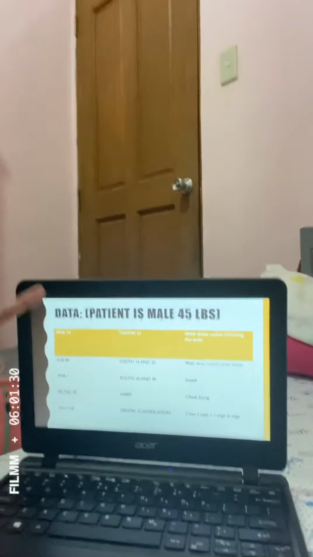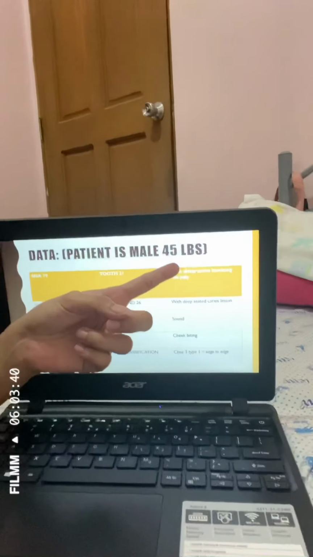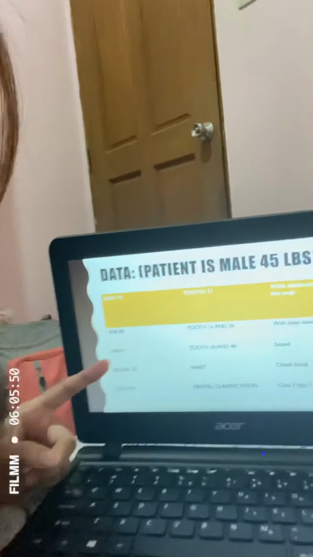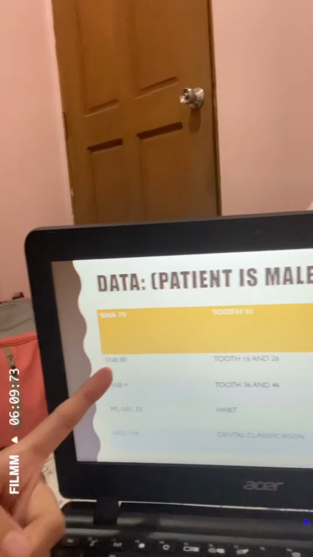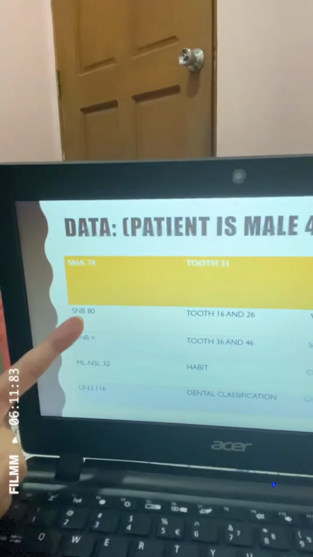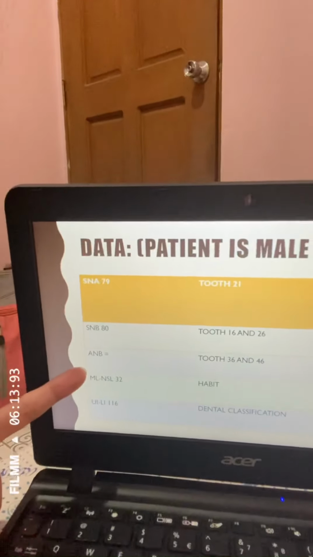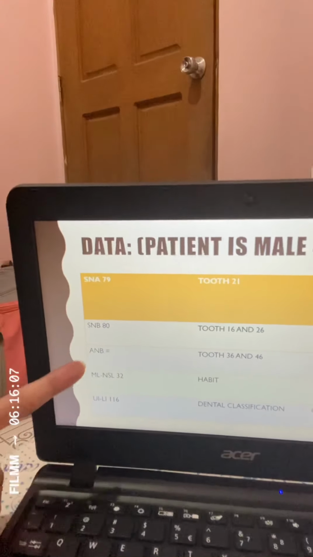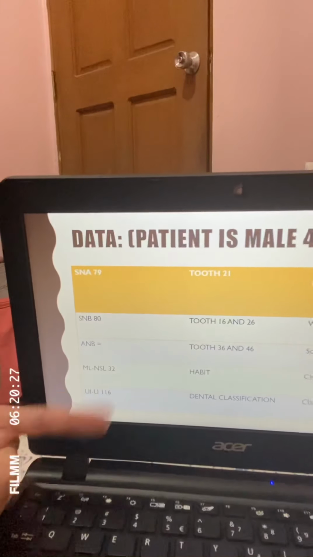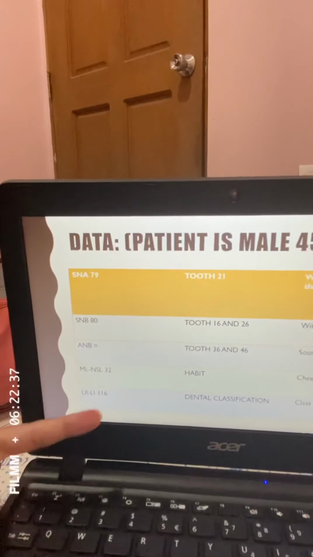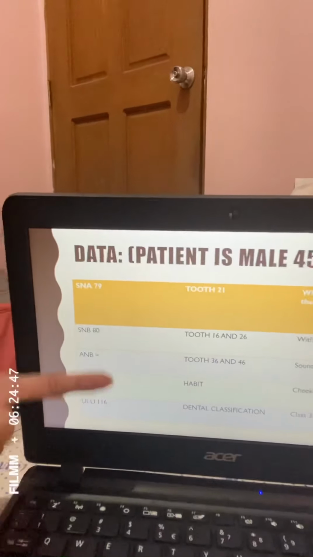Another table is given to us, which we are also going to analyze. The patient is still male, 45 pounds, and the SNA is 79. The SNB is 80. We will know how to compute the A and B in the next slide. The MLNSL, or the mandibular plane, is 32. The UILI is 116. All of that is given.